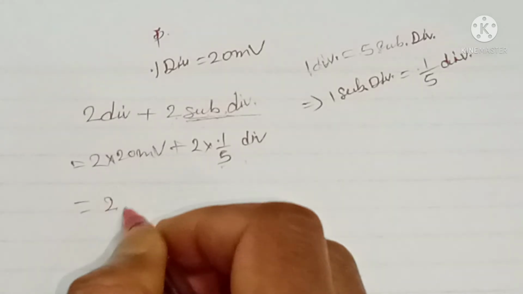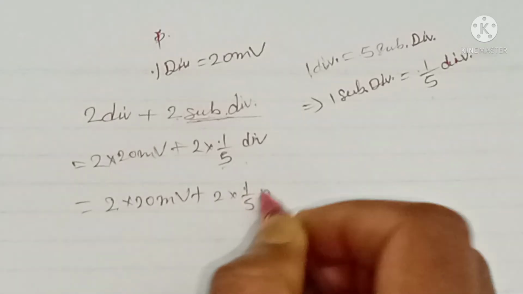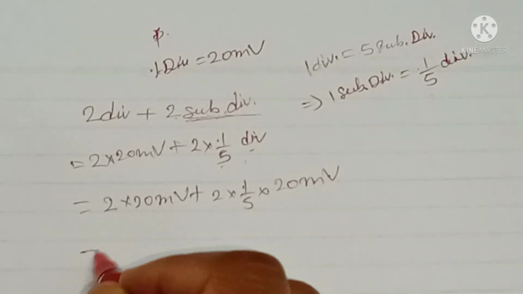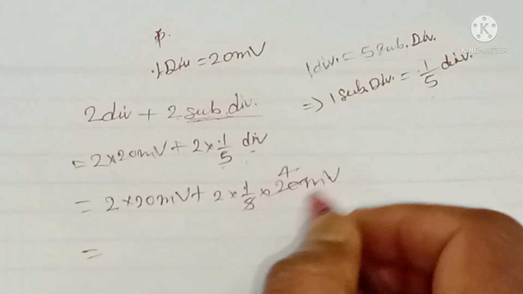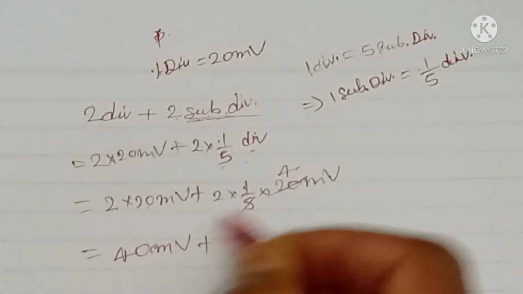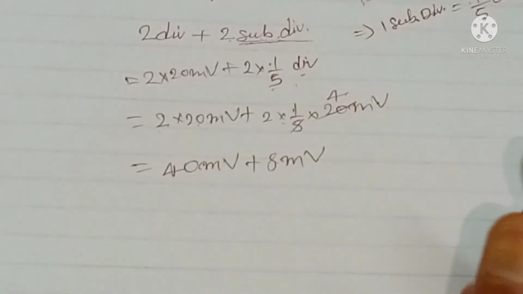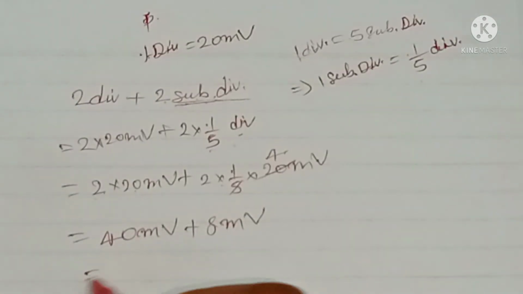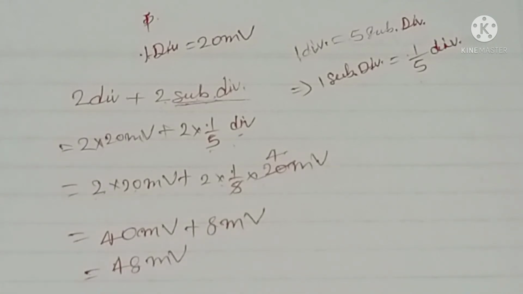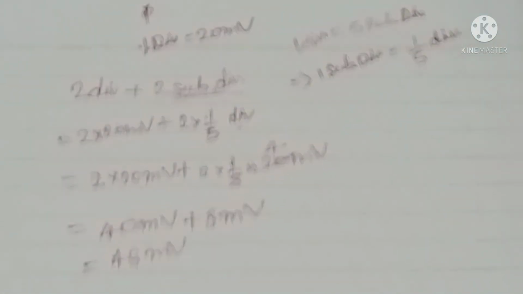So here you will get 2 into 20 millivolt plus 2 into 1 by 5 into division, and 1 division is 20 millivolt, so 20 millivolt you write here. Then 5 4 is 20, you will get 40 millivolt plus 4 2 is 8 millivolt. Now it is approximately, simply add. If you add, you will get 48 millivolt. So this is the way you can find. It means the peak to peak value.